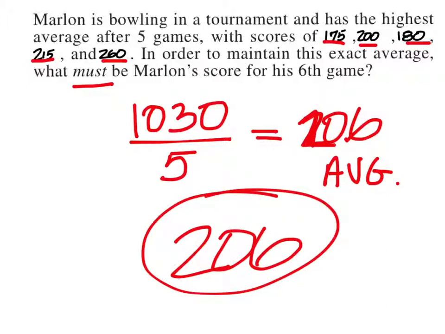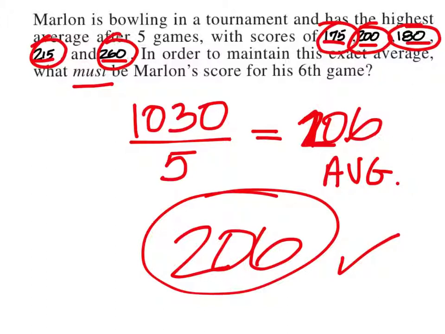Because no matter what scores you have through here, they will give you a certain average. And if you want to maintain that average, you cannot have a score that is above or below it. You have to have that exact same score to get the exact same average after that point. So this is the right one.